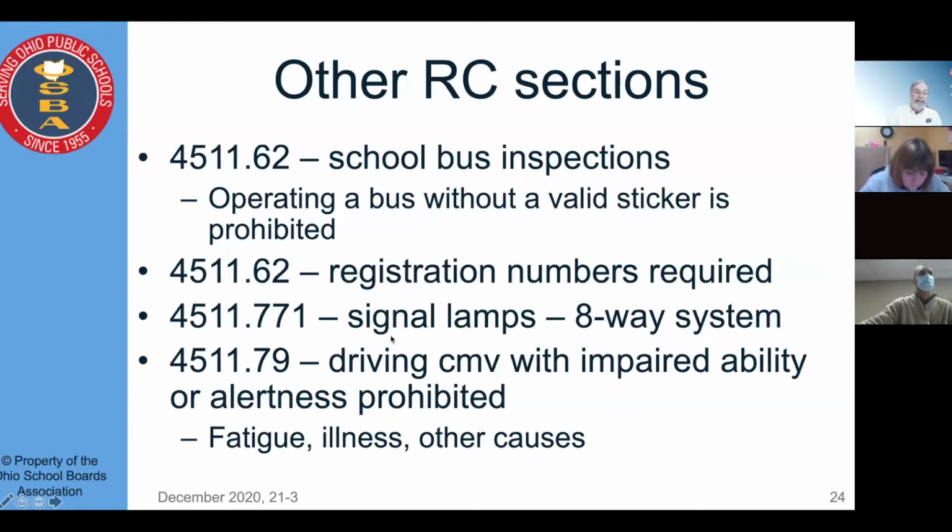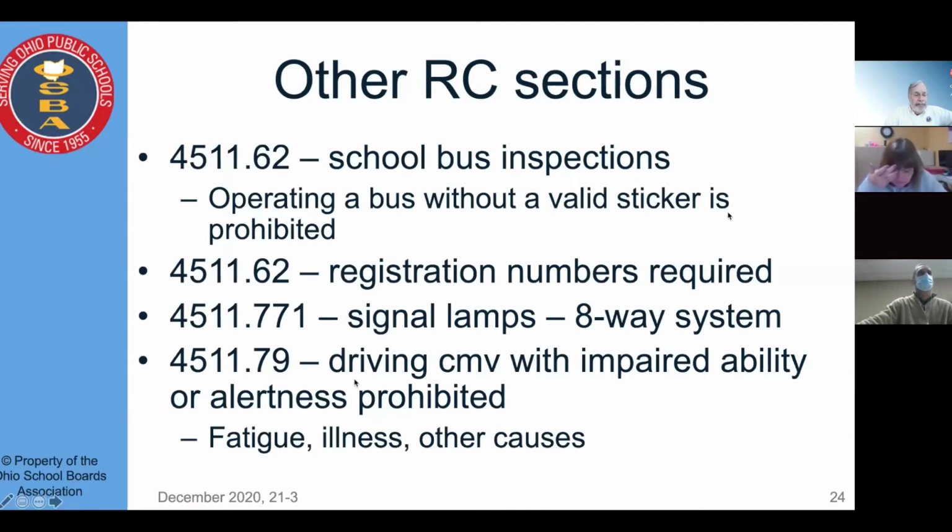4511.771 is the section of our code that mandates school buses have the 8-way light system. That's the yellow and the red lights. A lot of folks think that's a federal standard. It's not. We still have some states in the country that are using the old 4-way system where all they have is the red lights. When I got into the business, that's all we had. I remember the conversion to adding the yellow lights to the buses, and I think that was a good thing. It helps to pre-warn traffic that the bus is getting ready to stop.